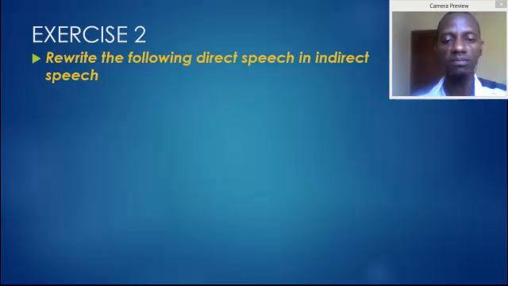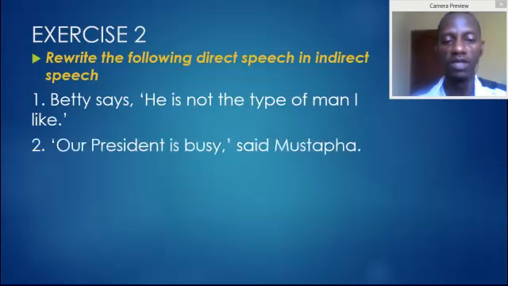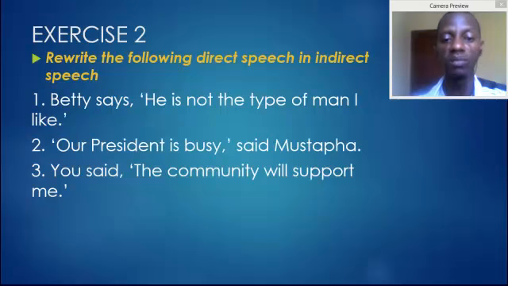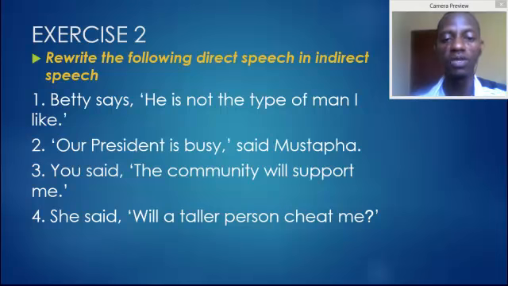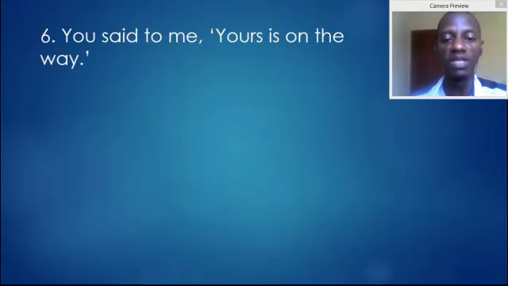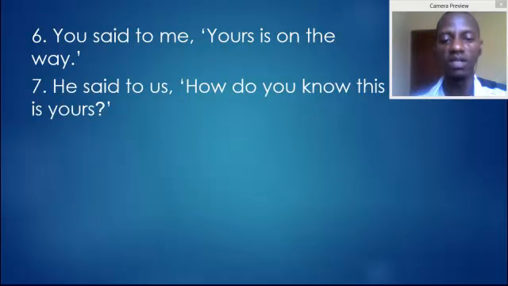Number 1. Betty says, "He is not the type of man I like." Number 2. "Our president is busy," said Mustafa. Number 3. "You said the community will support me." Number 4. She said, "Will a taller person cheat me?" Number 5. They said, "Are ours in the freezer?" Number 6. "You said to me, yours is on the way." Number 7. He said to us, "How do you know this is yours?"